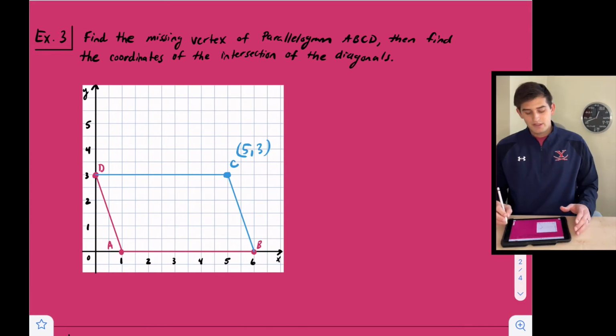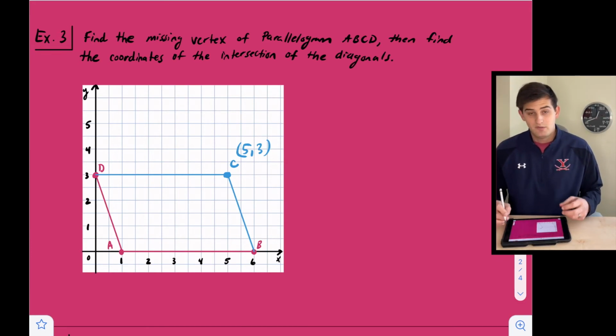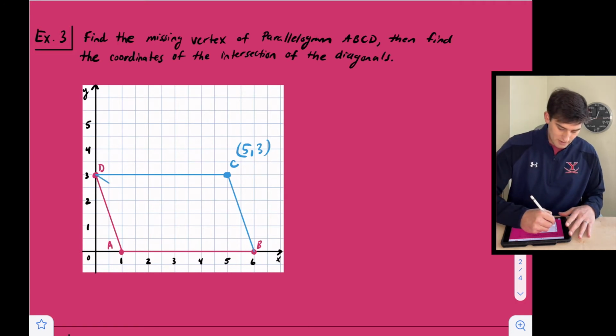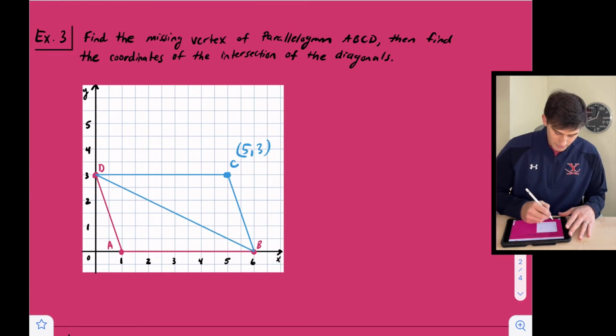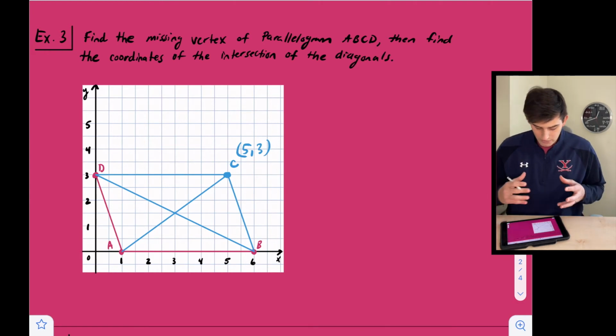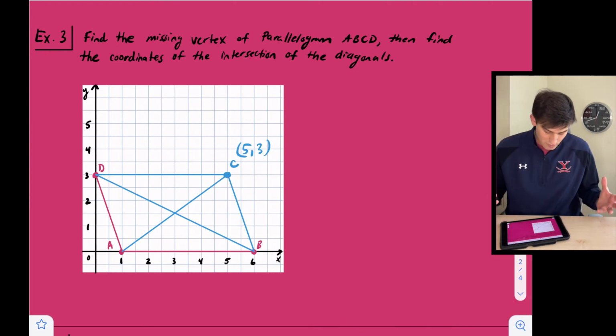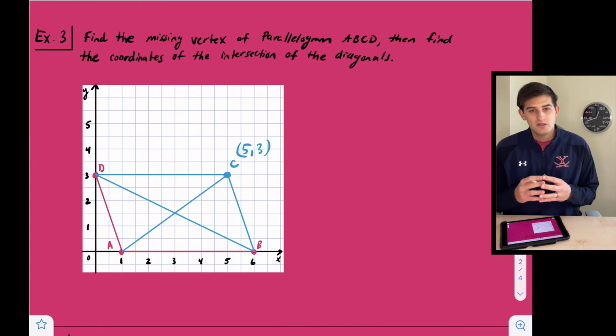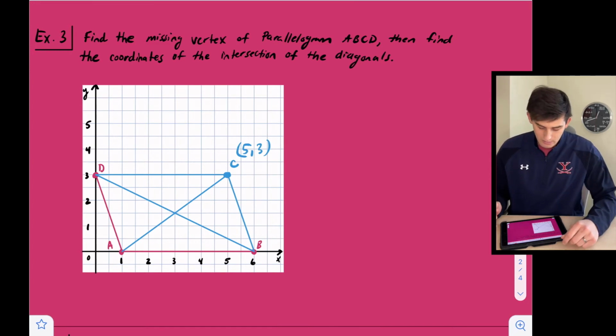So now they want us to find the coordinates of the intersection of the diagonals. Now remember, the diagonals bisect each other, which means when we draw the diagonals in here, they are going to intersect each other at the midpoint, okay? So we can use the graph, and it looks like (3, 1.5). But we can use the midpoint formula to be a little bit more exact.